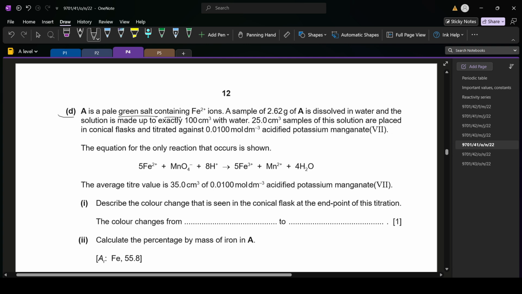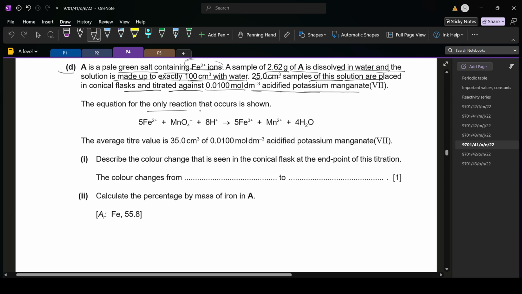A is a pale green salt containing Fe2+ ions. A sample of 2.62 g of A is dissolved in water, and the solution is made up to exactly 100 cm³ with water. 25 cm³ samples of this solution are placed in a conical flask and titrated against 0.01 mol per dm³ of acidified potassium manganate(VII). The equation for the only reaction that occurs is shown. The average titre is 35.0 cm³.